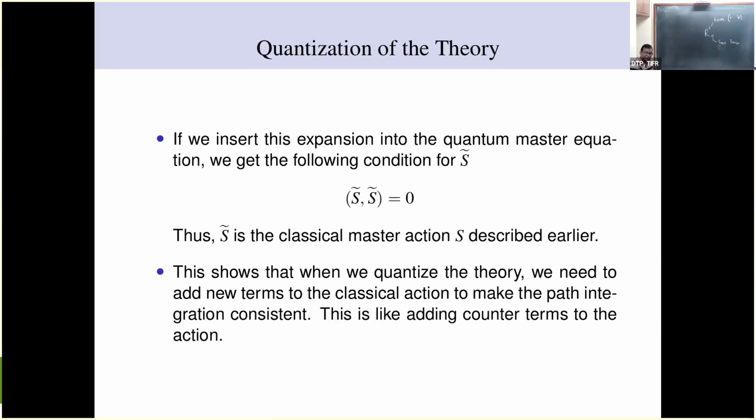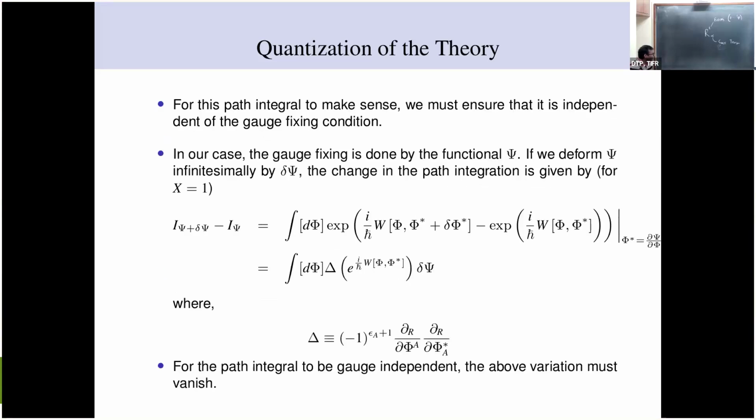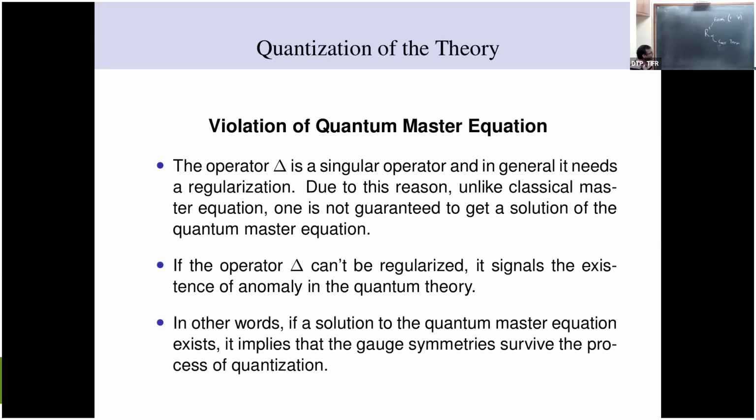This is the point I'm going to make. First, this operator delta is a singular operator. In fact, you have these two derivatives. Because these indices A include not only discrete indices but also the space-time index x, the first derivative will give you some delta function, delta of x minus y, and the second derivative acting on the delta function will give you a divergence. So in general, this is a singular operator and it needs a regularization.